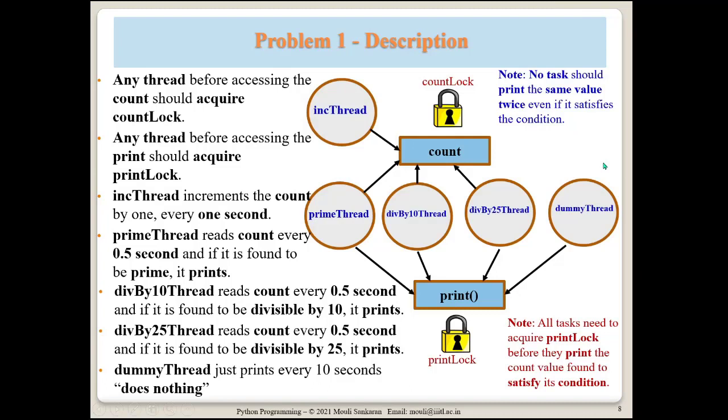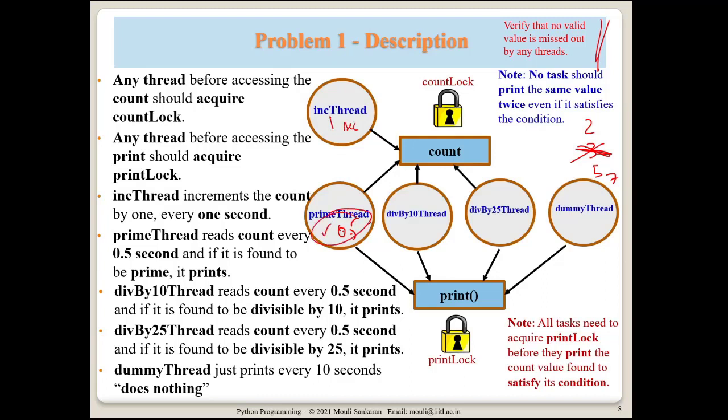Then verify that no valid value is missed out. That's also one important thing. Suppose 2, 3, 5, 7 are all prime numbers. I don't want to see that 3 is missed out. That is not possible here because you are sampling more frequently than the incrementing happens. The increment is 1 second. That's the reason I changed it.